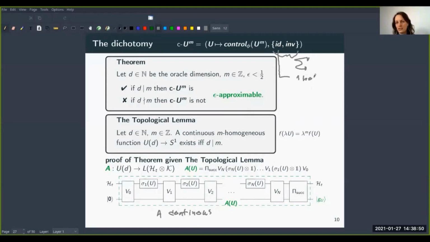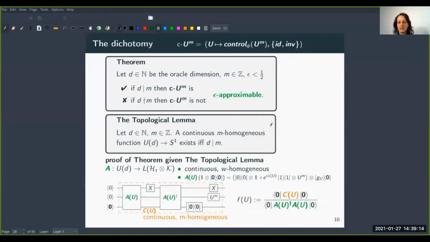Identity is one homogeneous by this definition, and the inverse is minus one homogeneous. And since A of U is just a multiplication of them, A is going to be W homogeneous, where W is just the number of identity queries minus the number of inverse queries. So we said that A for our oracle alphabet must be continuous W homogeneous for some W.